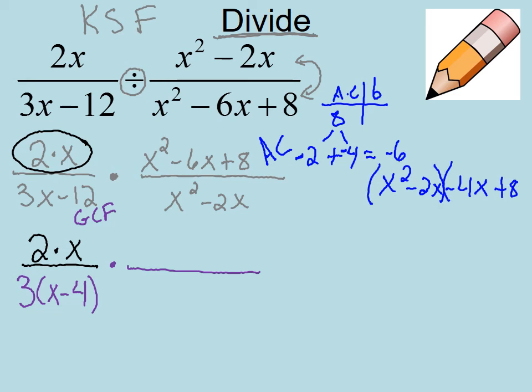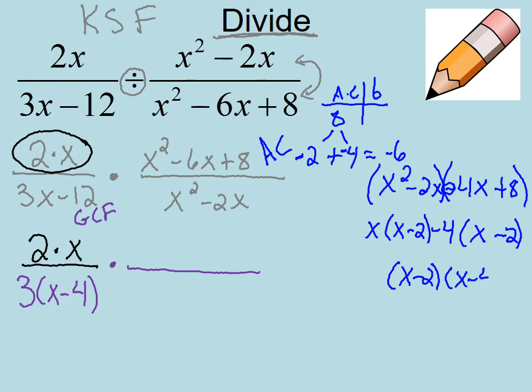Group my first 2, group my second 2. First group here, I can take out an x, so I'm left with x minus 2. Second group, this is negative, so I can take out a negative 4. Then I'm going to be left with x minus 2. So I have x minus 2, and I have x minus 4. Both of those are going to be written in my numerator. x minus 2, x minus 4.